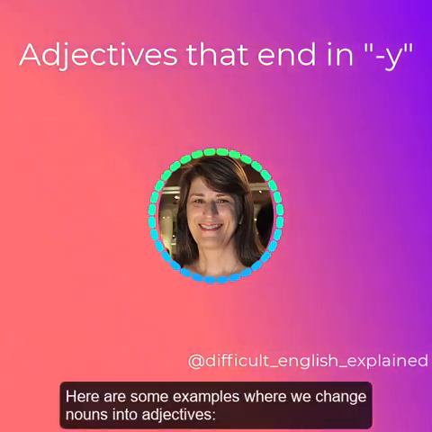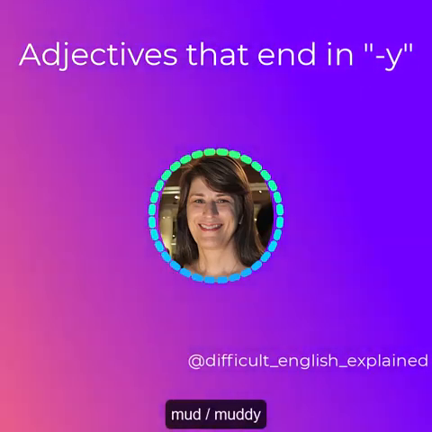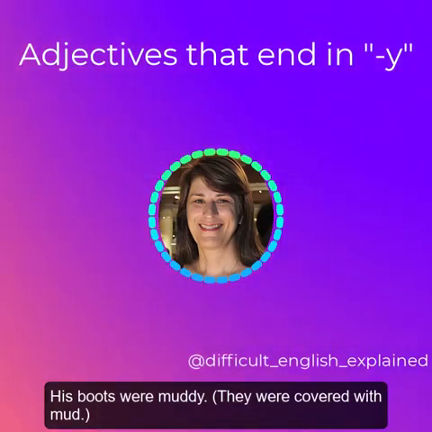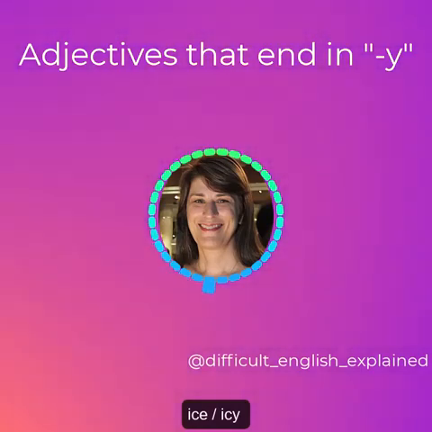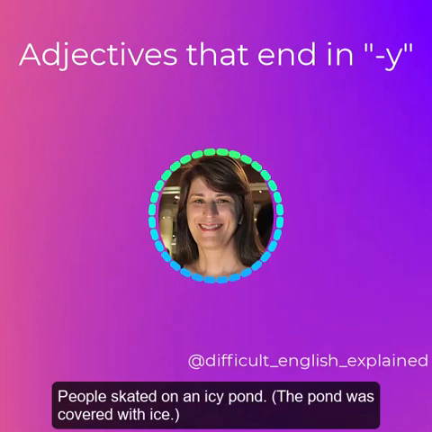Here are some examples where we change nouns into adjectives. Mud and muddy. His boots were muddy. They were covered with mud. Ice and icy. People skated on an icy pond. The pond was covered with ice.